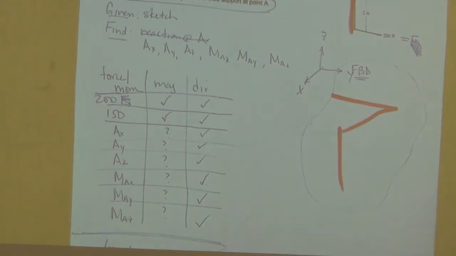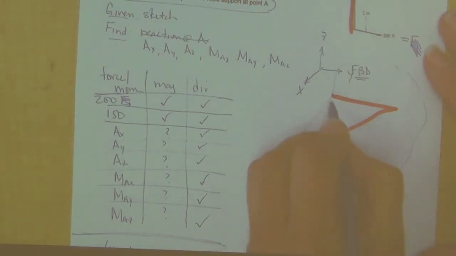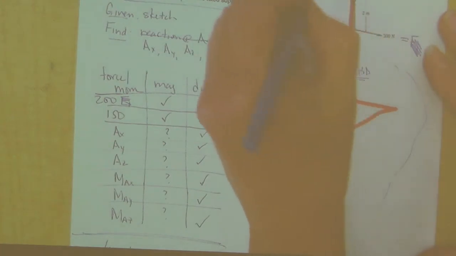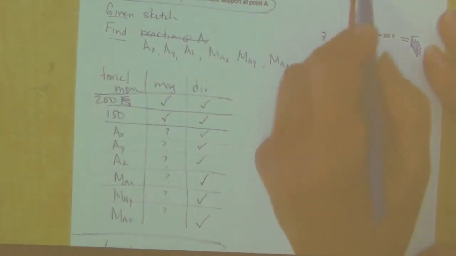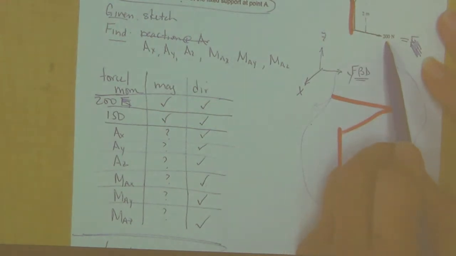What has to be on the free body diagram? All the magnitudes of the forces. So I have to draw all the forces, right? I'm going to draw AX, AY, and AZ. I'm going to draw all the moments. I'm going to draw the 150, and I'm going to draw the 200.